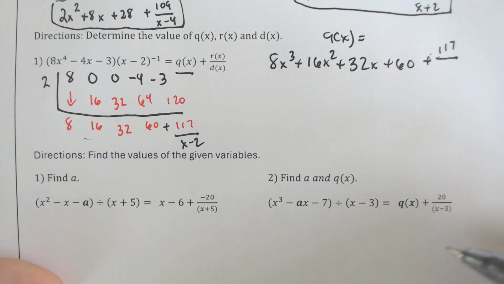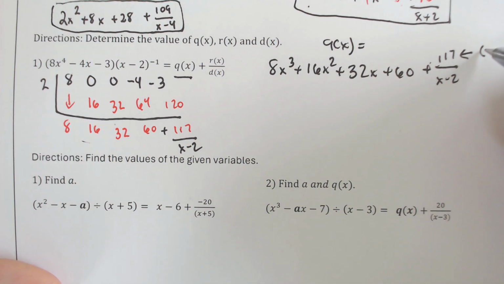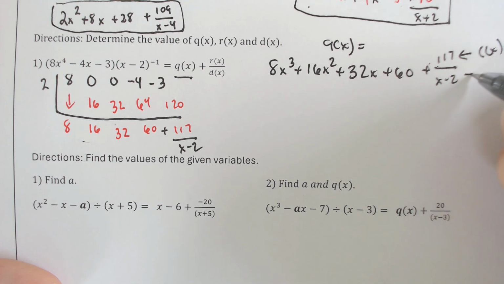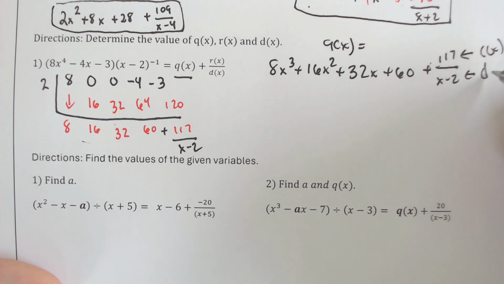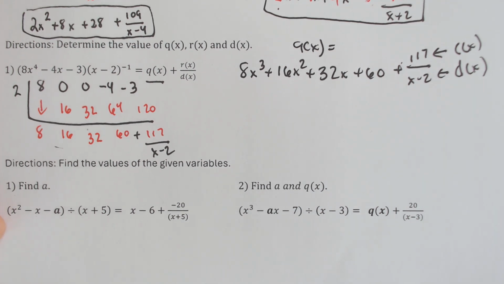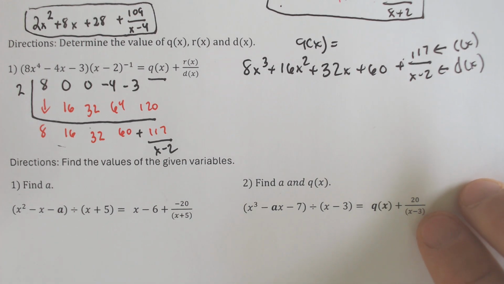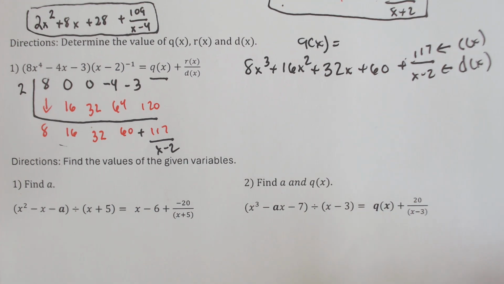So see how we have that? So this would be x minus 2. That is your r of x, and this is the d of x, the denominator. Okay? Or the divisor, you could even think of. All right? So it looks scary, but it's really just the exact same problem, written a little bit different.